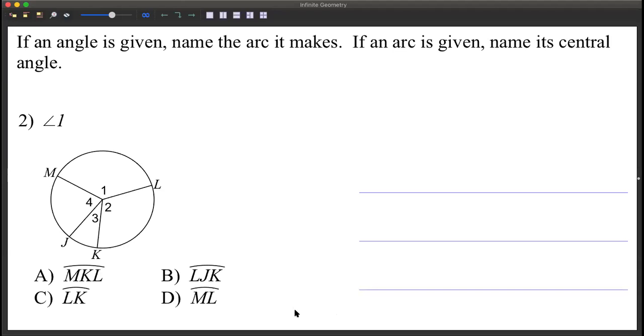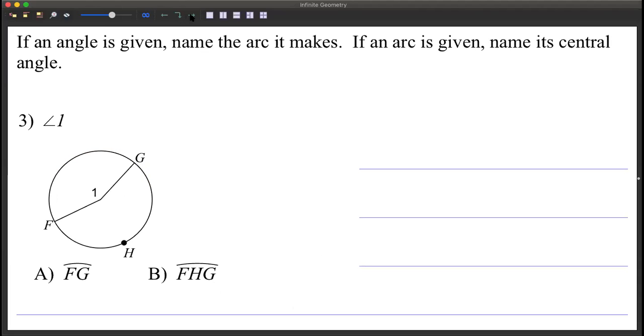Okay, so they're giving you an angle. They just want to know the arc that goes with it. That's all. So this should be pretty straightforward. Angle 1 is right here, so its arc is just this one. ML or LM, it doesn't matter which order. So that one's just choice D. Okay, easy peasy, hopefully. So you're just going to have a couple like that. Angle 1, that one's just FG.